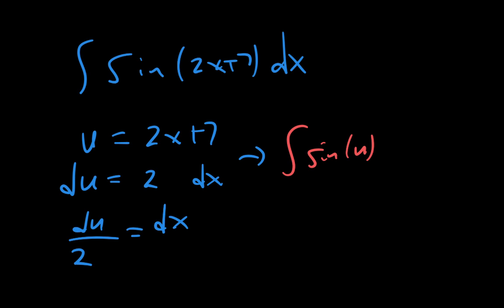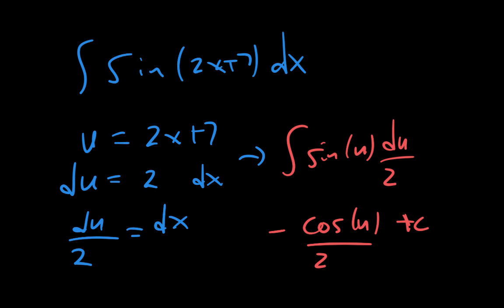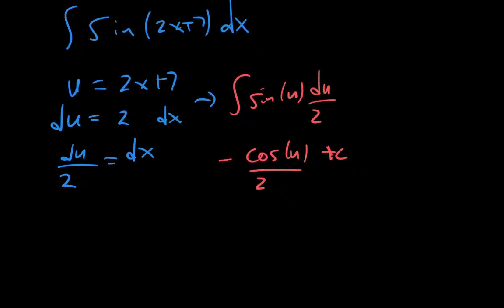Sine of u du over 2. And from the last video, the integral of sine was minus cosine. And then divide that by 2. And then we can undo the substitution.